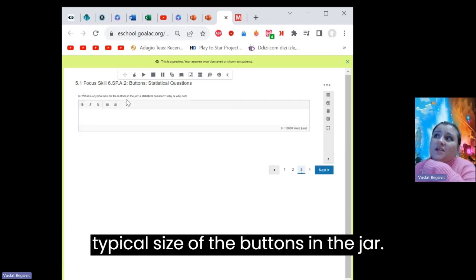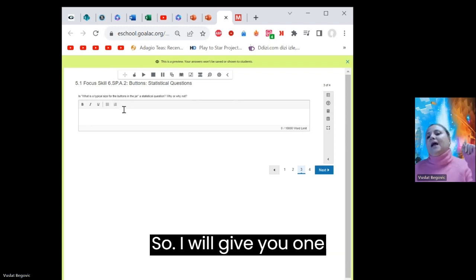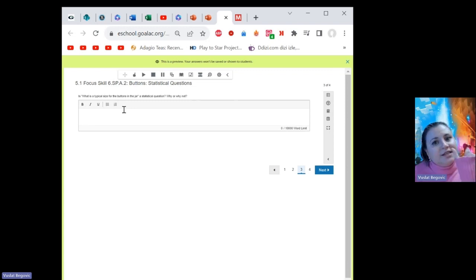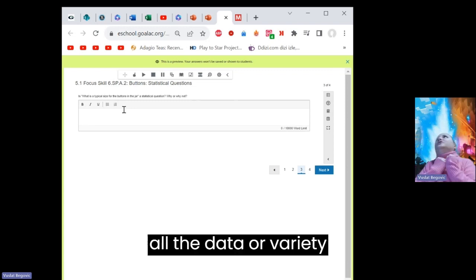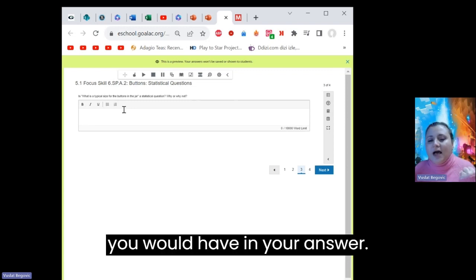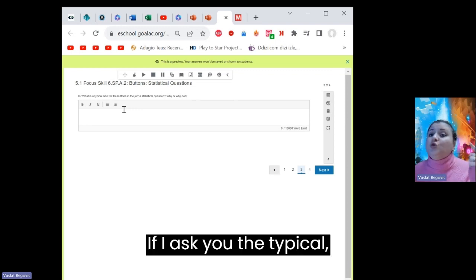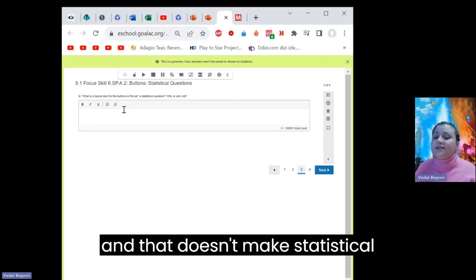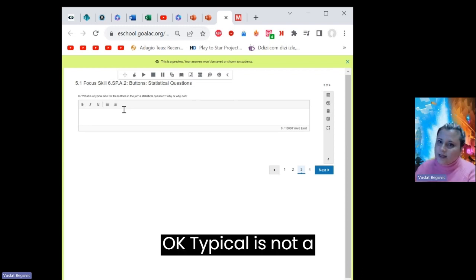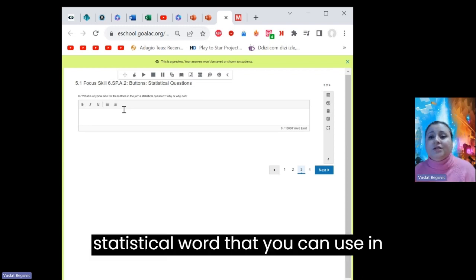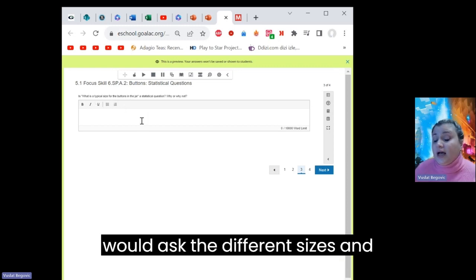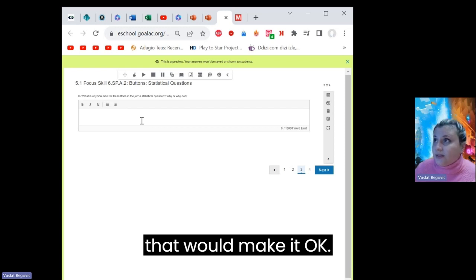what is the typical size of the buttons in the jar? So I will give you one clue. If you watch this video, you will have the answer for that. Typical takes away all the data or variety you would have in your answer. If I ask you the typical, that means you will have only one answer. And that doesn't make it statistical, okay? Typical is not a statistical word that you can use in statistical questions. Instead of typical size, you could ask about the different sizes, and that would make it statistical, okay?